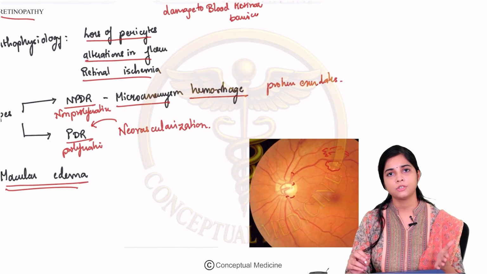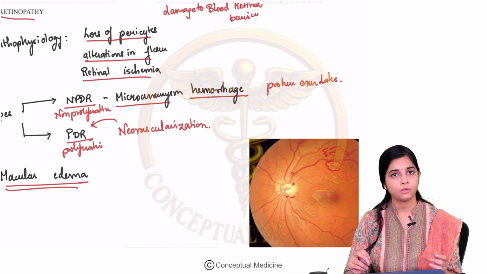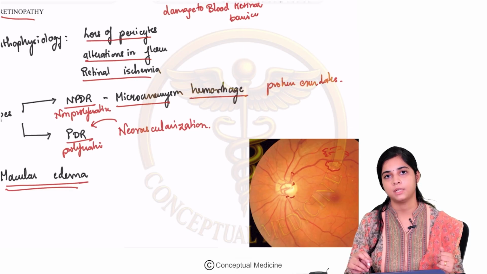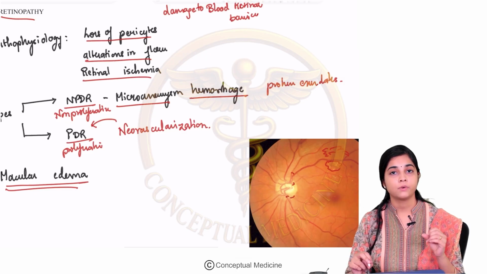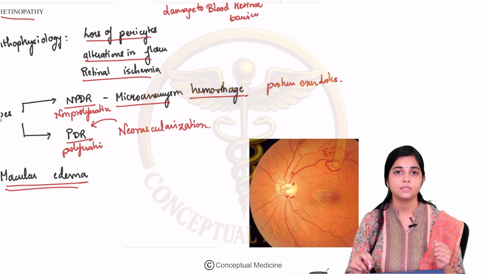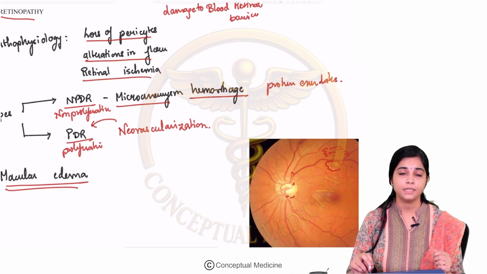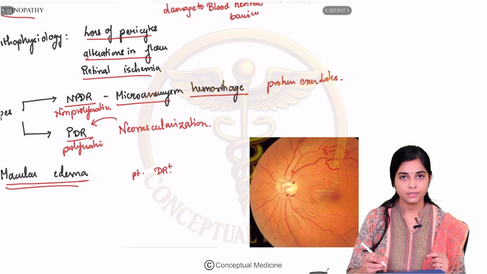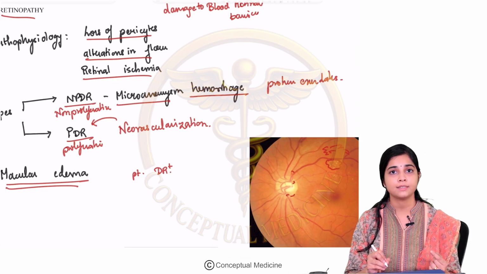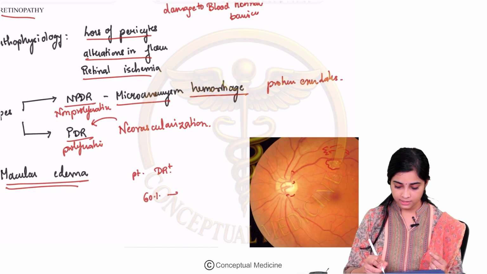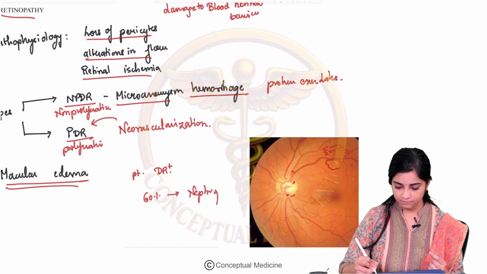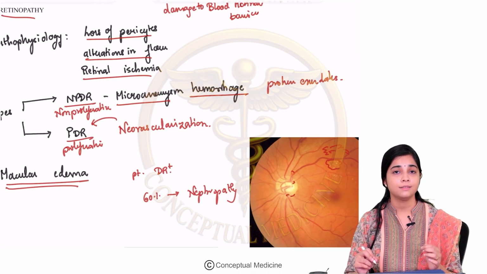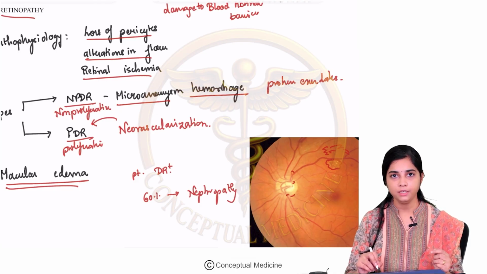So why should you be aware of diabetic retinopathy? Because diabetic retinopathy is one of the very important causes of preventable blindness. But apart from blindness, if a patient has diabetic retinopathy on your screening dilated fundus examination, there is a 60% chance that he has nephropathy as well. That is the reason why screening for diabetic retinopathy is very, very important.